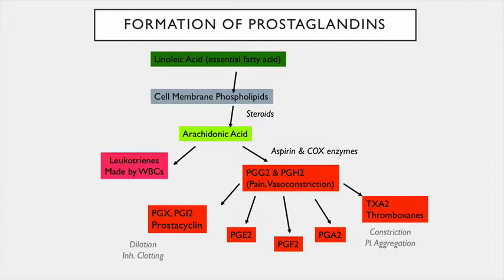So you can see the aspirin and the COX enzymes will inhibit the production of the PGG2 and the PGH2, which cause pain and vasoconstriction. And then from there you can see some of these other things that happen as a result of this, but you don't need to remember all of these prostaglandins.